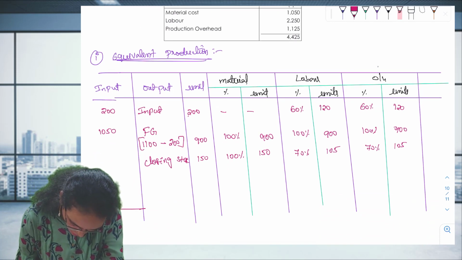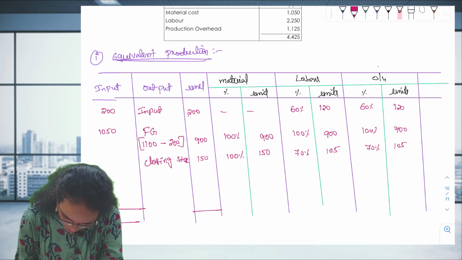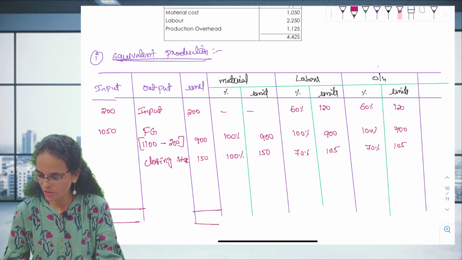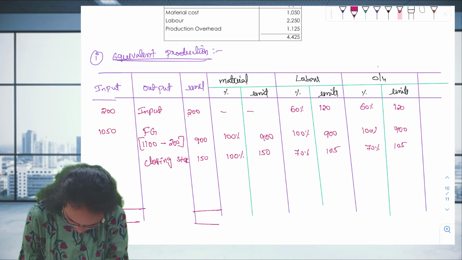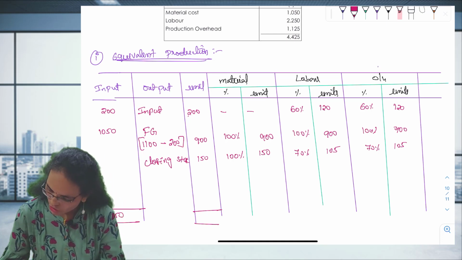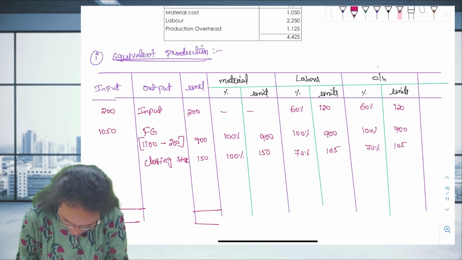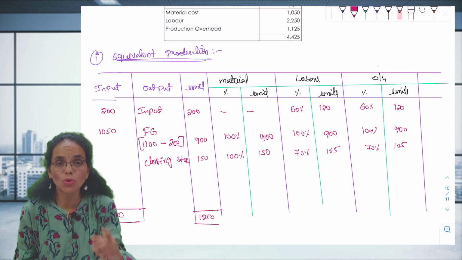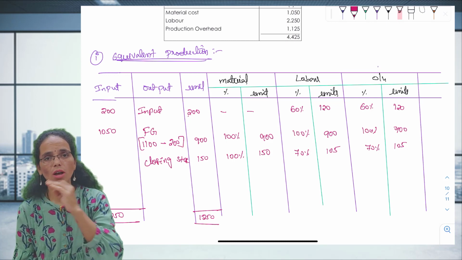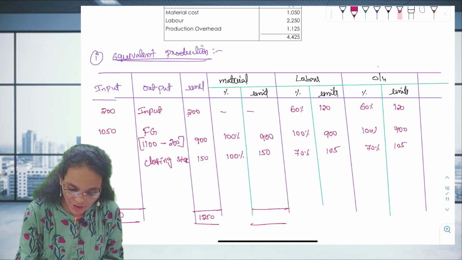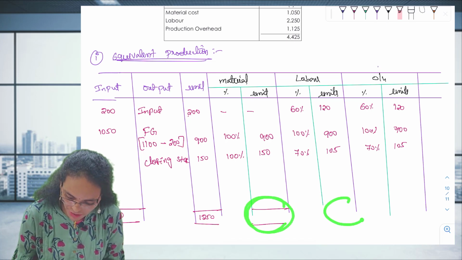So how many units have we introduced? We have introduced 1050 plus 200, that is 1250 units. Here 1250 minus 150 minus 900 minus 200 is 0, in the sense there is no normal loss, abnormal loss, or abnormal gain also. Right. Here these are the equivalent units.